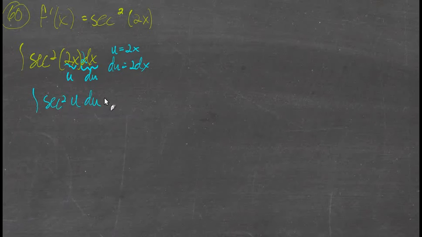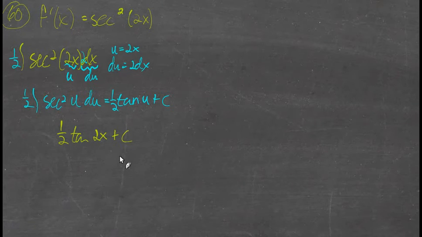The secant squared is the derivative of the tangent. When we put the 2 here, we should have put a 1/2. We've done that enough times. So now we have the secant squared of u du, and that's the derivative of the tangent of u, with a 1/2 there. Okay, and then we'll put it back in terms of x. This is 1/2 tangent of 2x. And it's that plus c that now makes that point that I mentioned earlier significant.